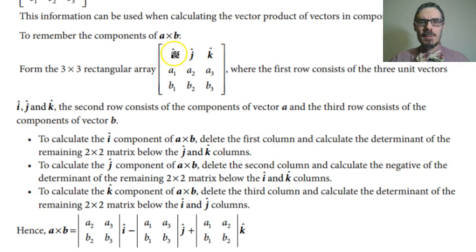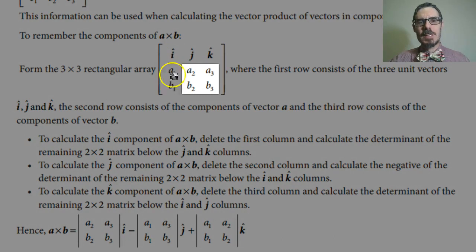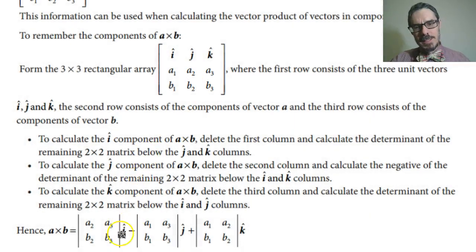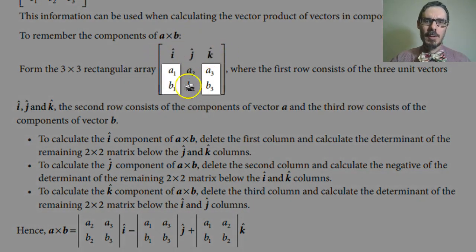You block out, if you're looking for i, you block out the rest of i's row and the rest of this column, and what you've got left is a 2x2 matrix with 4 things in it. And the determinant of the 2x2 is these two multiplied, subtract these two multiplied. These two minus these two. That's times i hat. Then you get j hat, and you block out j hat's row and column, and what you're left with is 4 numbers. So you go these two and those two, these two and those two.